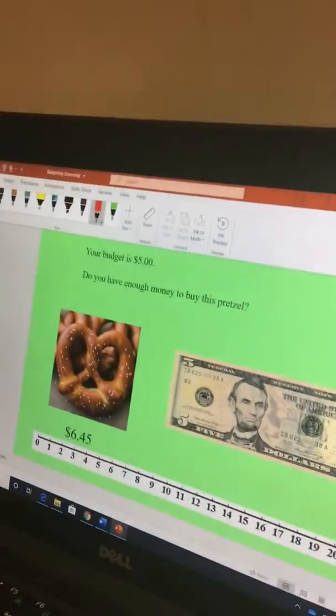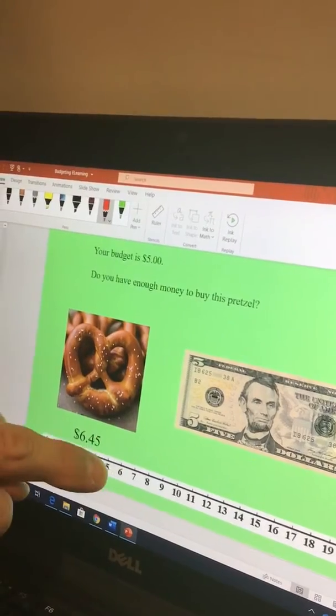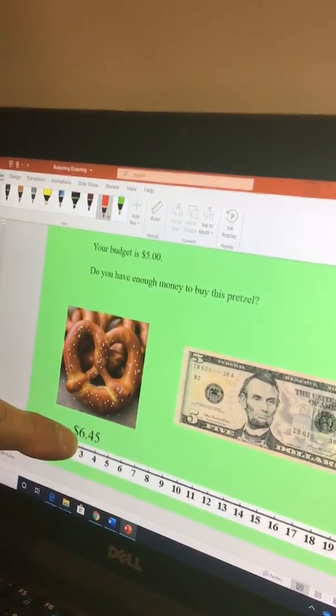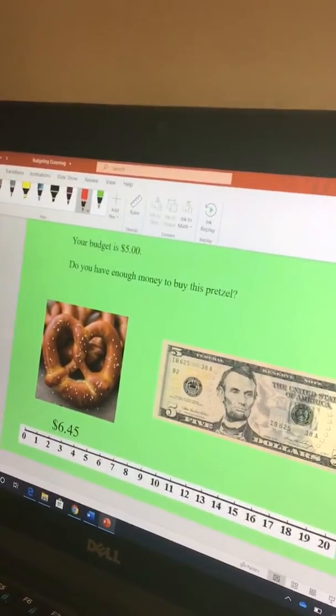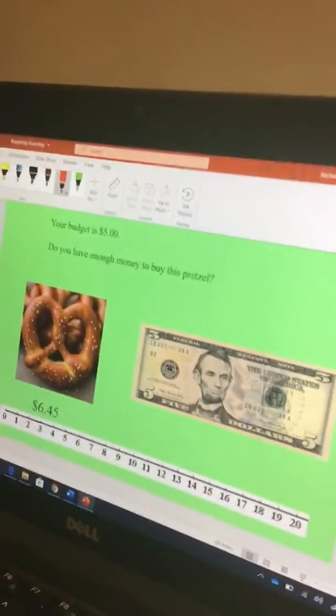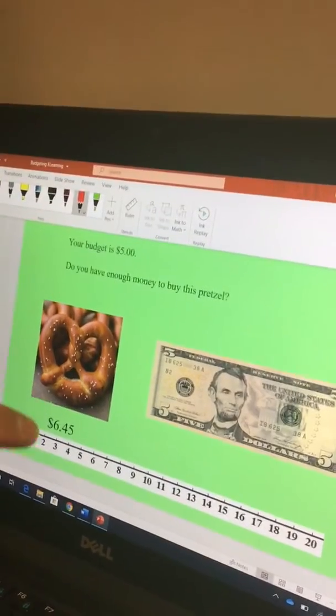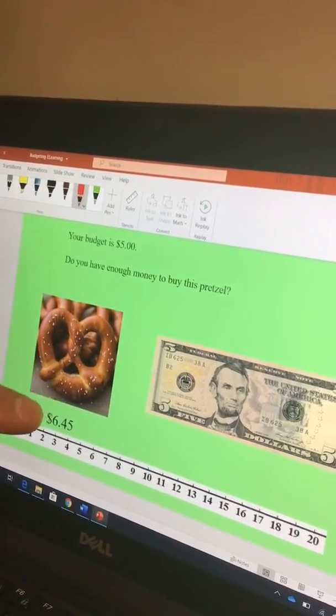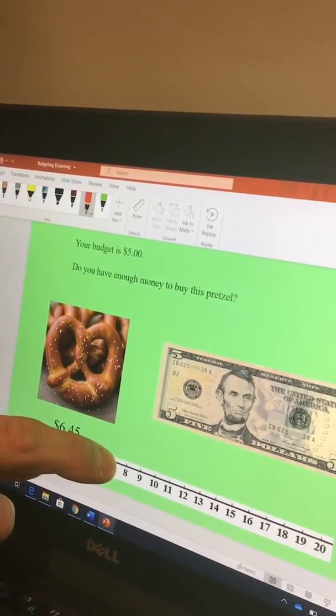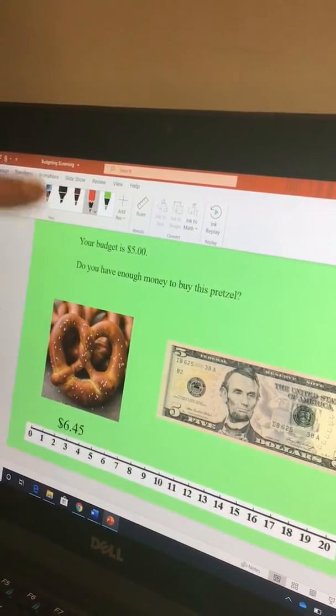Yes. Okay, so now we have a pretzel. And Miss Wilson, how much does the pretzel cost? Let me see. So the pretzel costs $6.45. Miss Wilson, do you have coins? Do you have the exact amount? No, I don't. I only have $5. You only have $5, so we have to do the next dollar up. So if this is $6.45, the next dollar up is? $7? Perfect, it is $7.